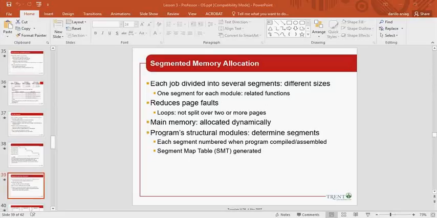The concept of segmentation is based on the common practice by programmers of structuring their programs into modules, or what we term local or logical groupings of code. With segmented memory allocation, each job is divided into several segments of different sizes, one for each module that contains pieces that perform related functions. A subroutine is an example of one such logical group. Segmented memory allocation was designed to reduce page faults.